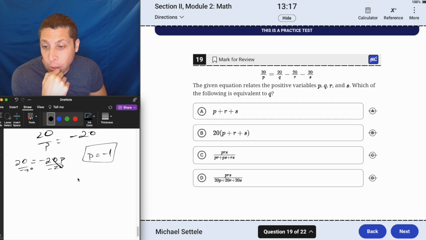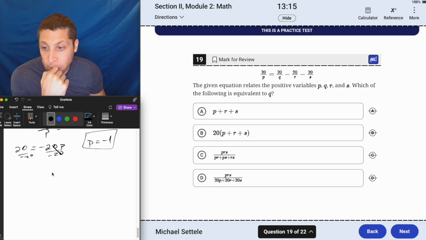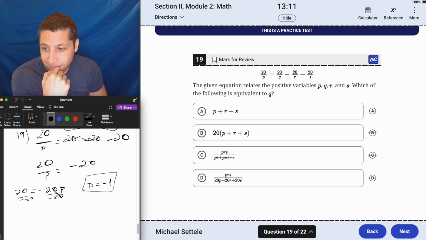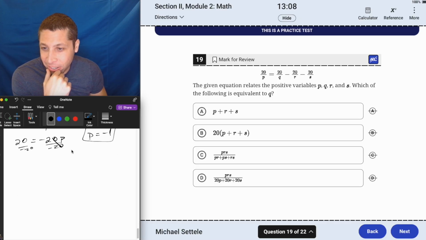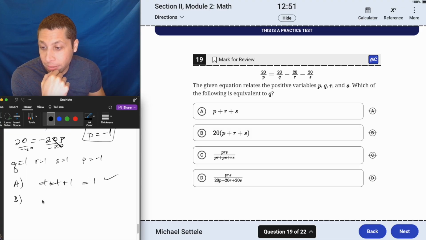So we've got a bunch of numbers here to plug in. We want to get them equal to Q, which is 1. It's hard to, this is the downside of the scratch paper. So what did I say? So Q is 1, R is 1, S is 1, P is negative 1. Okay, so A, negative 1 plus 1 plus 1 is 1. So that checks out, but let's just double check. 20 times negative 1 plus 1 plus 1.